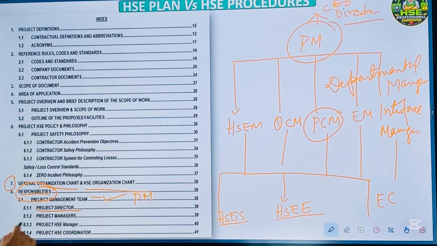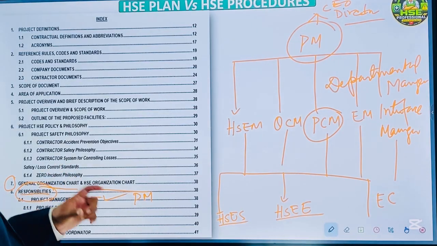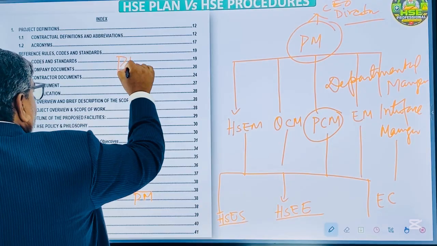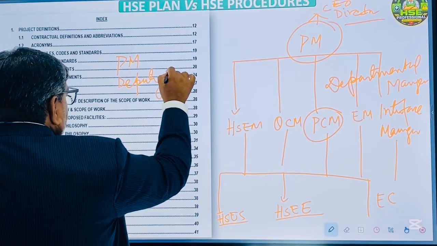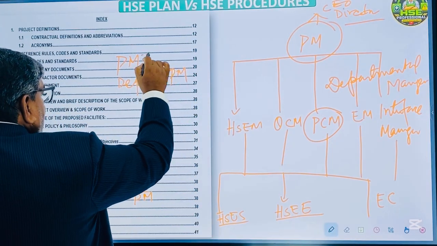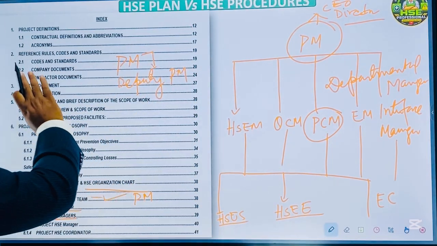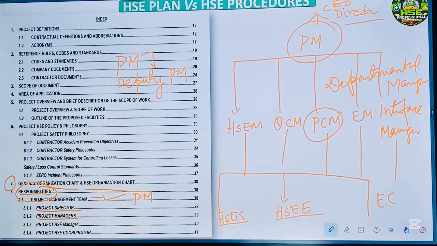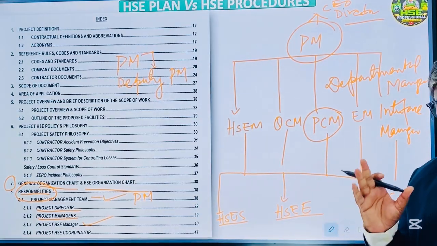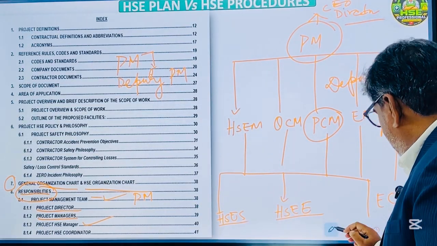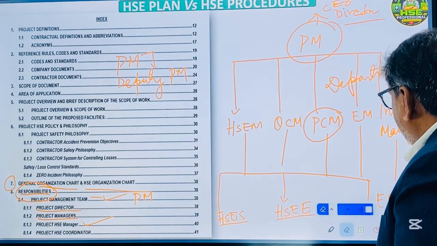Project director, like PM. Then you can see a project director, project managers. Sometimes in some organizations there is PM, then you can see deputy PM. So he is the boss of this man. Okay, PM, deputy PM. Then we can go for project HSE manager. Project HSE manager is reporting to two different authorities and entities. We need to explain here.